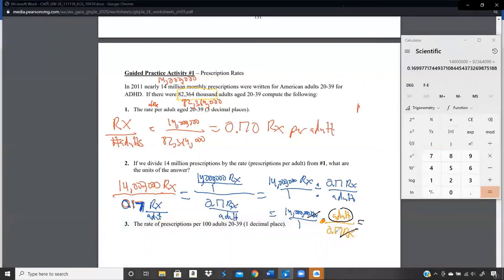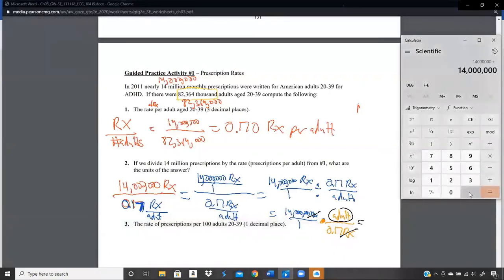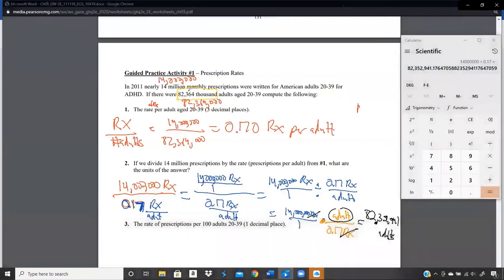So whatever this number is, this 14 million divided by 0.17, let's go off of annotate. 14 million divided by 0.17. We end up with 82,352,000. Now, because of this 0.17 being rounded, this isn't exactly it, but it is pretty close. It's about 82,352,941 adults, which again is very, very close to the number of adults. The only reason it's not exactly the same is because we rounded the 0.17.